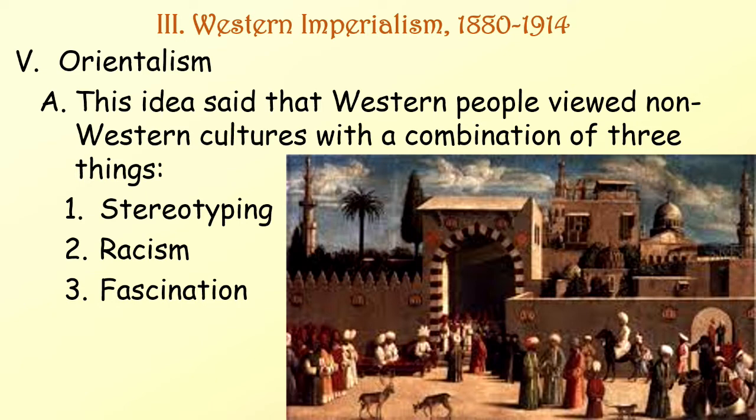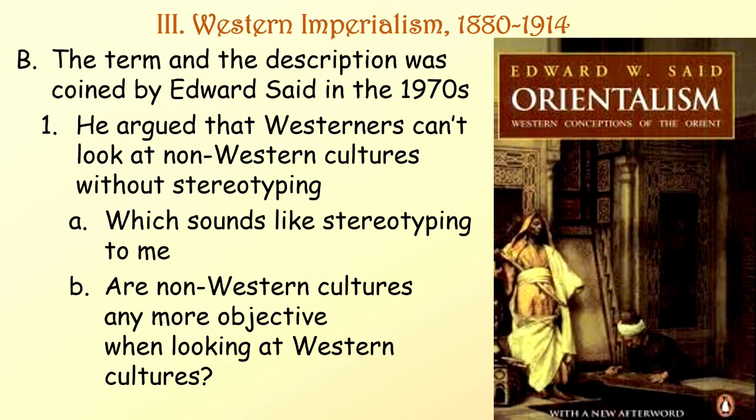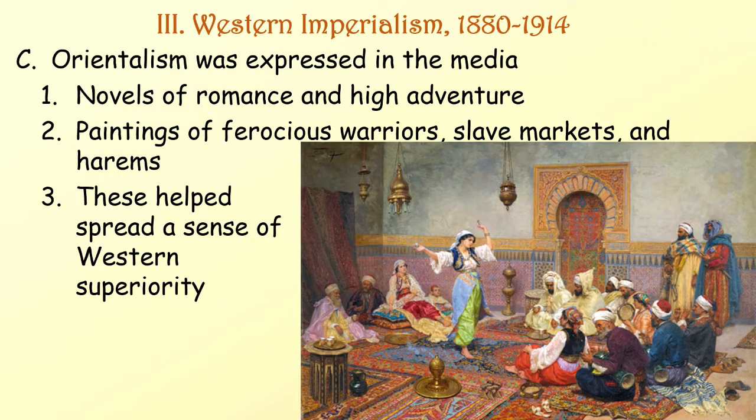Orientalism. This idea said that Western people viewed non-Western cultures with a combination of three things: stereotyping, racism, and fascination. The term and description was coined by Edward Said in the 1970s. He argued that Westerners can't look at non-Western cultures without stereotyping, which sounds like stereotyping to me. But are non-Western cultures any more objective when looking at Western cultures? Orientalism was expressed in the media, in novels of romance and high adventure, in paintings of ferocious warriors and slave markets and harems. And this helped spread a sense of Western superiority.